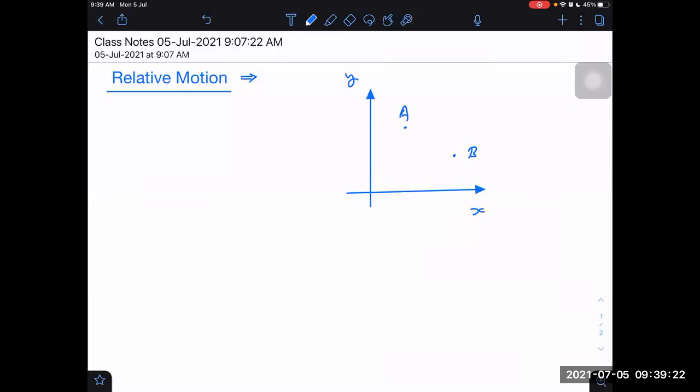Position of A, if it is not mentioned with respect to what, then you think it is with respect to some origin. When they say position of B, but not with respect to what point, then it is already with respect to origin again. Now this we will represent as RB or A. This is position vector of B with respect to A, RBA.